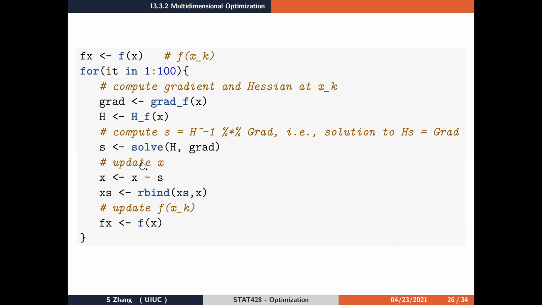Then we will update the x value by using the iterative update formula. The next x value will be updated to be the current one minus s. You can see that this is equivalent to x minus h inverse times the gradient. Let's store this x value at the current iteration into this x's matrix. Lastly, since our x is updated, we need to evaluate the f function again at the current x value.